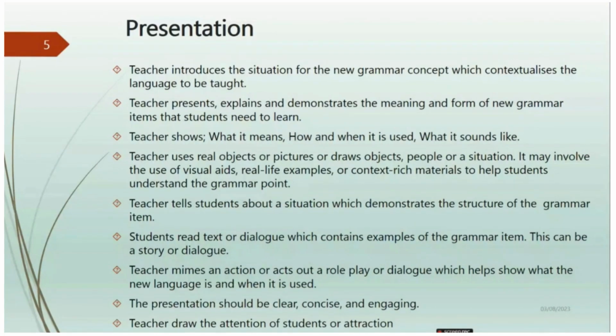Teachers tell students about a situation which demonstrates the structures of the grammar items. Students read a text or dialogue which contains examples of the grammar item. This can be a story or a dialogue. Teachers mime actions or act out a role or a dialogue which helps show what the new language is and when it is used. The presentation should be clear, concise, and engaging. The teacher draws the attention of the students.